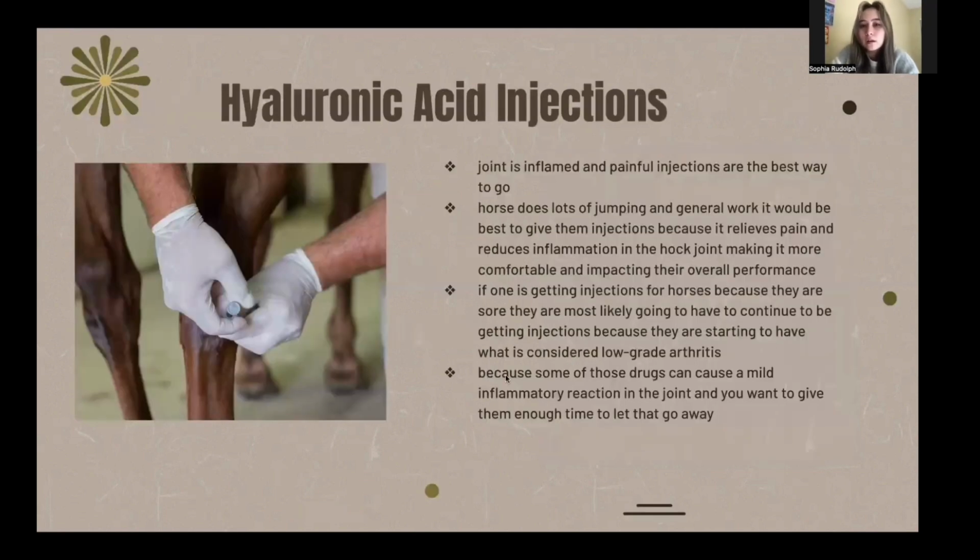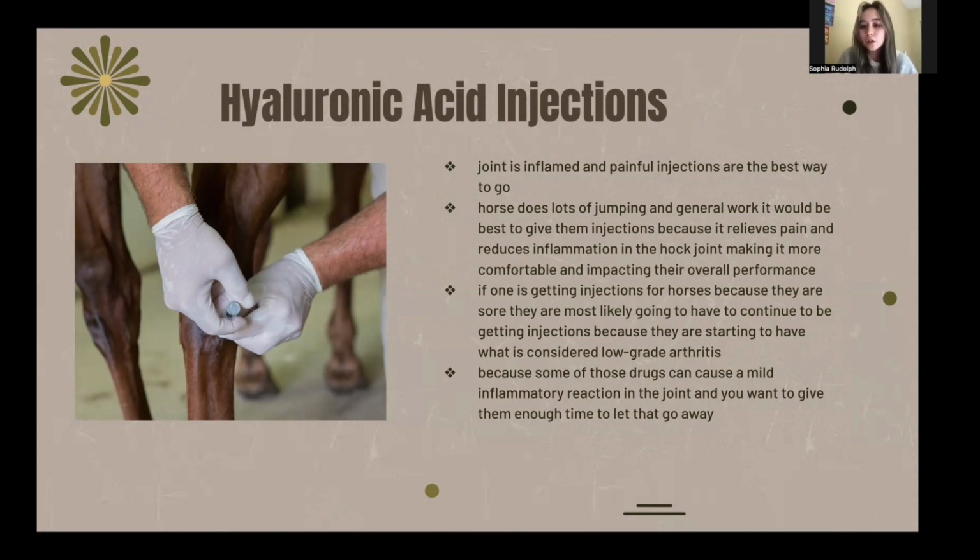Next are hyaluronic acid injections. This is when the joint is inflamed and painful. Injections are the best way to go. If the horse does a lot of jumping and general work, it would be best to give them injections because it relieves pain and reduces inflammation in the hock, making it more comfortable and improving their overall performance.